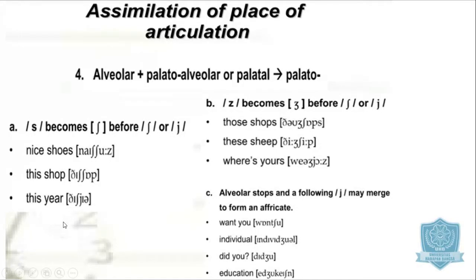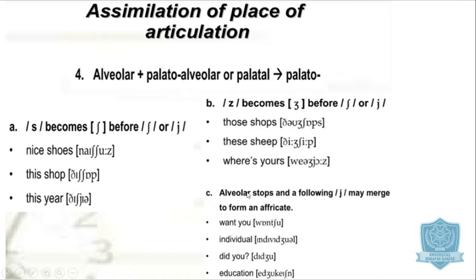Then the fourth one: alveolar plus palato-alveolar or palatal becomes palatal. For example, S becomes sh before sh or ch: nauseous, the shop, this year, and then Z-like, those shops, this shape, where's yours?